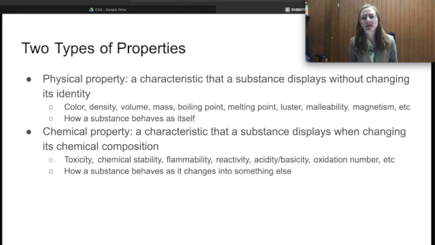A chemical property is a characteristic that a substance displays when it's changing its chemical composition. So when it's going from one form of a substance to another form of a substance. I like to think of it as how it behaves as it changes into something else. So I have something completely different at the end than the atoms and molecules I started with, a different composition. So this might be toxicity, chemical stability, flammability, reactivity, whether it's acidic or basic, and so on and so forth.